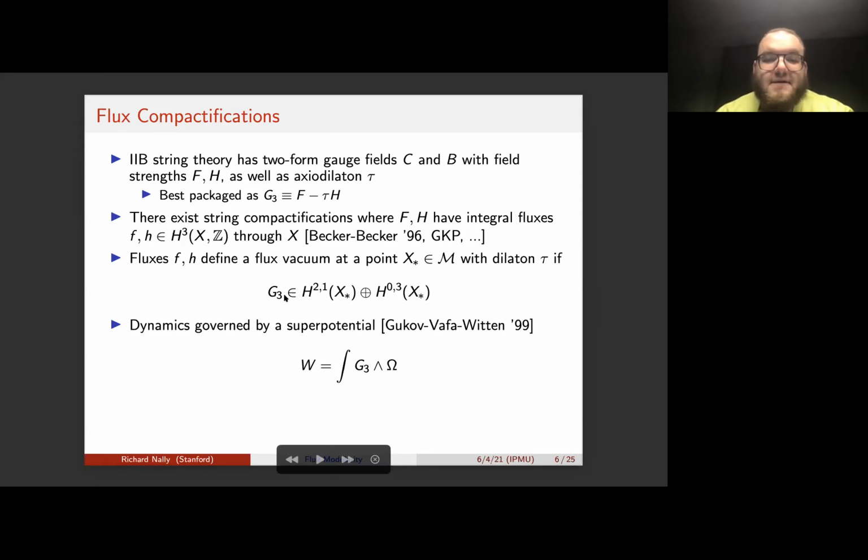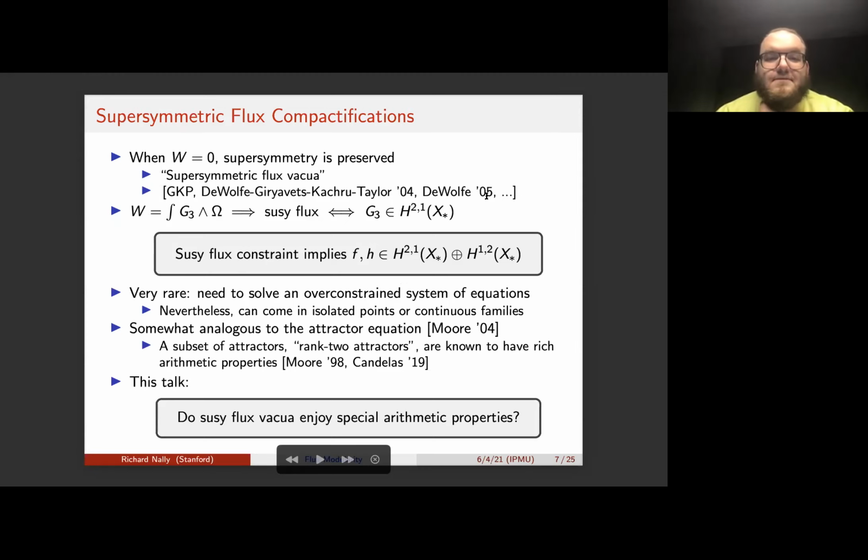And so, okay, if I have a point in moduli space where G3 is in (2,1) plus (0,3), the dynamics of the flux compactification are governed by a flux potential, which is just the integral of G3 wedge omega. So this is only sensitive to the (3,0) part of G3. And so when W equals 0, we say supersymmetry is preserved. We have what's called a supersymmetric flux vacuum.